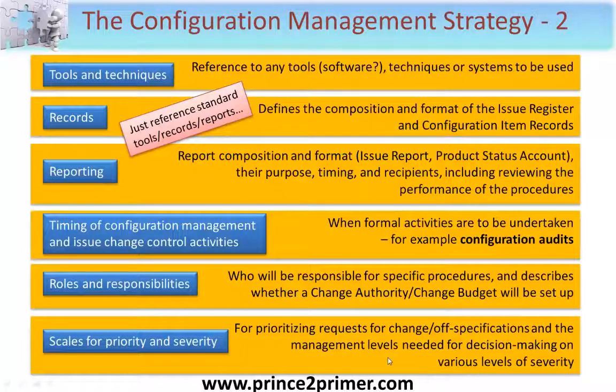This is used for prioritising requests for changes and off specifications and the management levels needed for decision making on the various levels of severity. You may recall that in the PRINCE2 manual there are some suggested scales used for priority and severity. Severity might simply be a numbered scheme, whereas priority you might use MoSCoW for must have, should have, could have, or won't have for now.